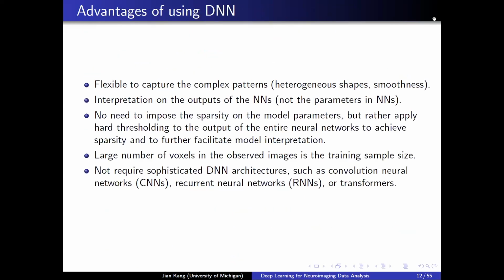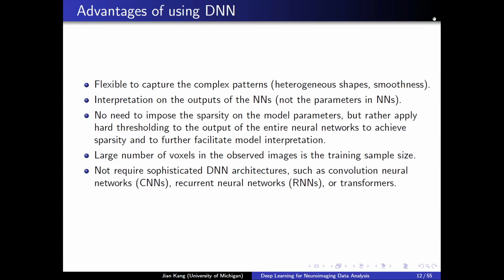We summarize a few advantages of this model. The neural network can capture heterogeneous shapes and smoothness. We will show some simulated data sets. You see, we do not need to assume that there's homogeneous smoothness in the activation pattern. You can have a very sharp change or gradually smooth change in the same region or close by.